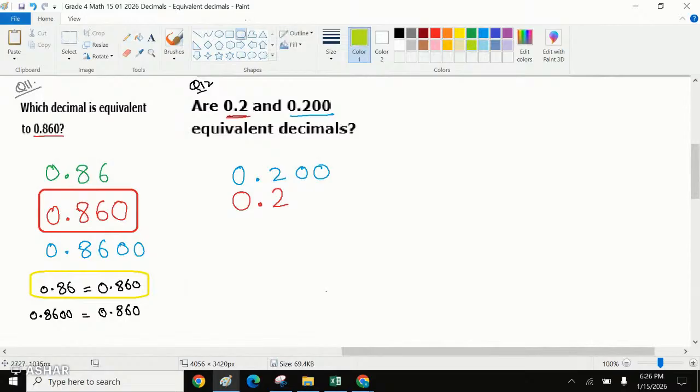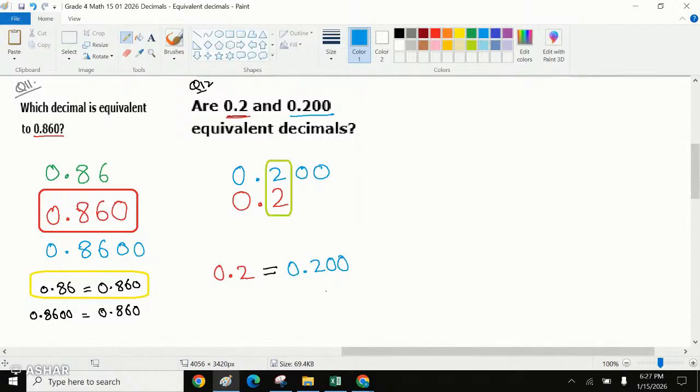We look at the position of this. Zeros don't affect the number. They're just simply asking about these two numbers. So what we can say over here is 0.2 is an equivalent number to 0.200, right? Yes, they are equivalent decimals. Or we simply write the equal sign. Thank you. Moving ahead to the next question.